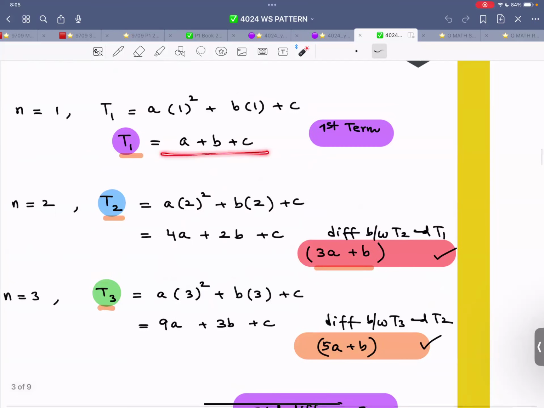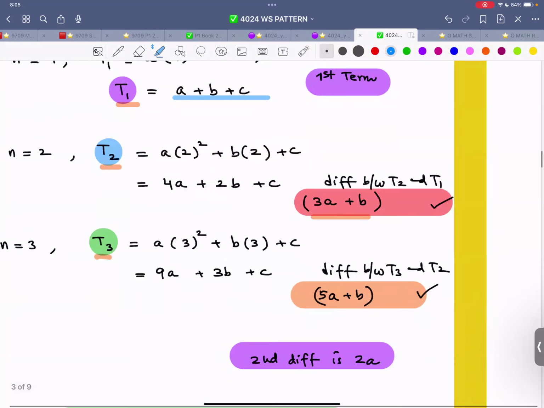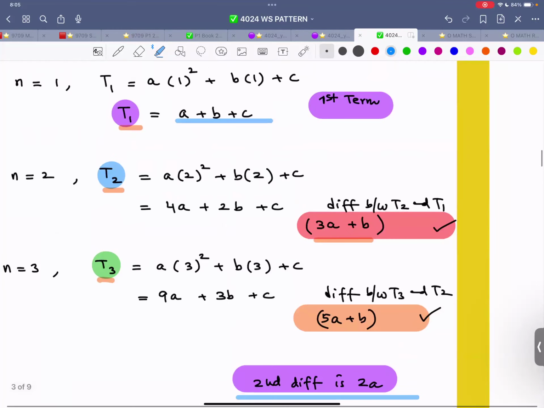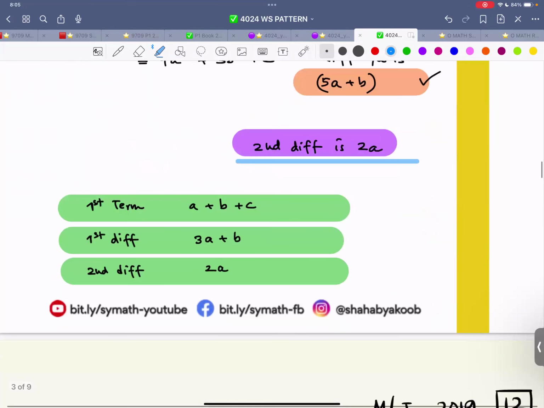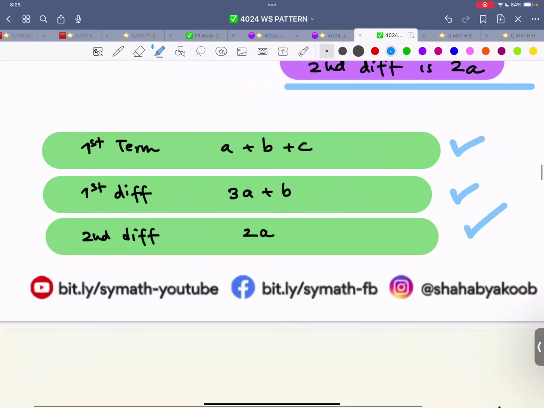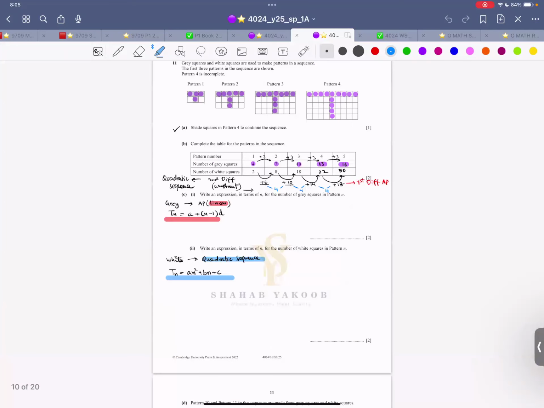So first term is a plus b plus c. Now let me highlight this. The first term is a plus b plus c, and the second difference is 2a. The difference between T2 and T1 is this thing. So use this, use this, use this. First term, a plus b plus c. First difference between the first two terms, 3a plus b. Second difference is 2a. So now hold for a second. Let me just highlight this and let me write it over here.